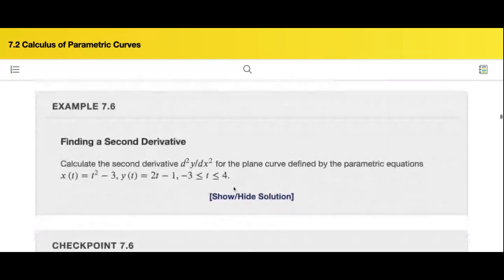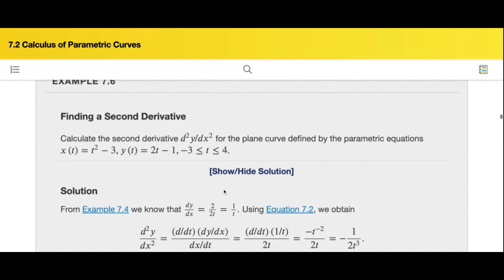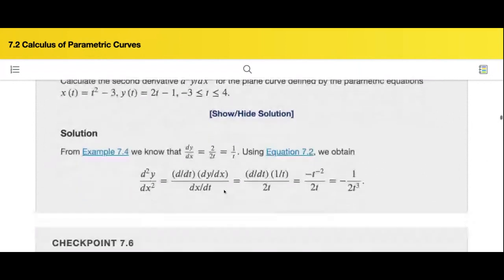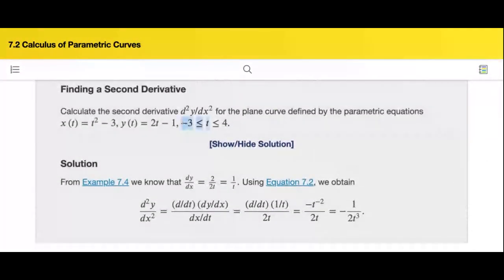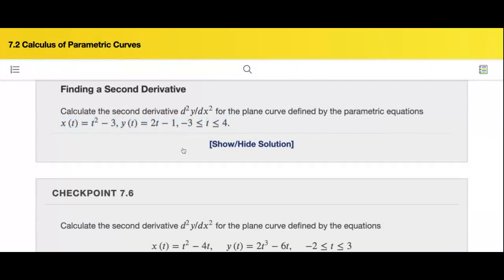Let's see this example. We want to calculate the second derivative, d squared y over dx squared, given x of t equals t squared minus 3, y of t equals 2t minus 1, where t runs from -3 to 4. You see in a parametric equation the domain is always restricted, so we have an interval as a domain.